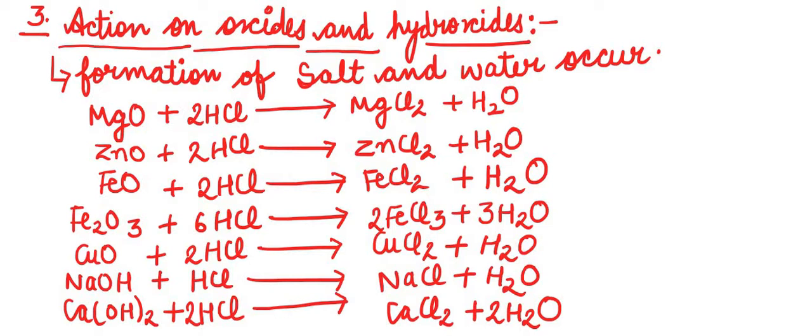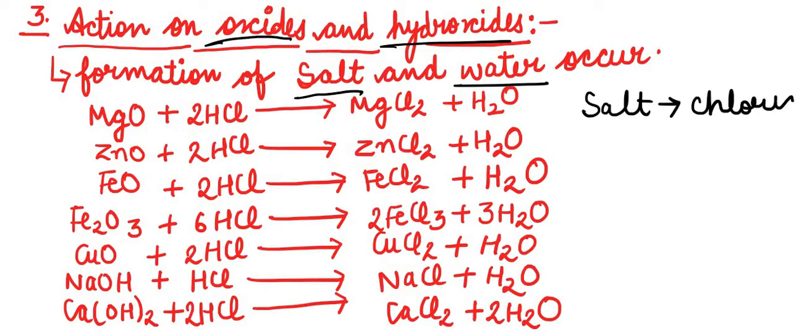Our next topic is the action on oxides and hydroxides. Whenever there is an action of HCl on the oxides and the hydroxides, always there is a formation of salt as well as a water molecule, and the salt formed here is just metal chlorides, always. So when MgO is reacting with HCl, there is a formation of MgCl2 plus a water molecule.